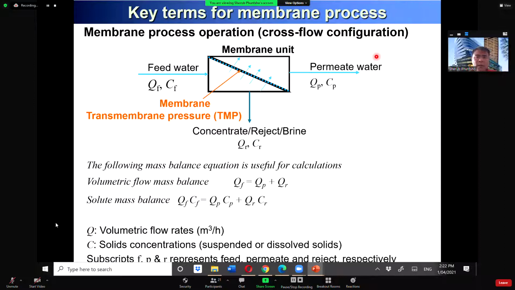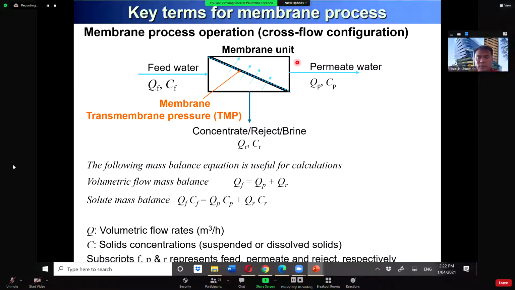Some of the key terms that we use for membrane processes: we call this a cross-flow membrane filtration, and there's also dead end filtration, where everything you put in has to be filtered, so everything has to come out from there. That's called dead end filtration. But cross-flow filtration means whatever comes in, not all 100% will be treated. Some will be removed as very dirty water, also called reject, and then you get permeate water. We call this the cross-flow configuration.